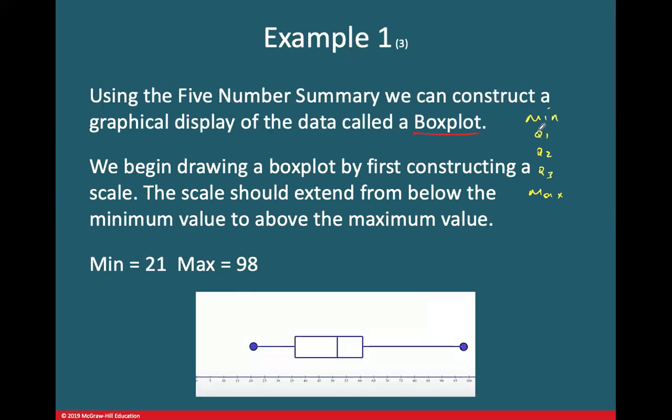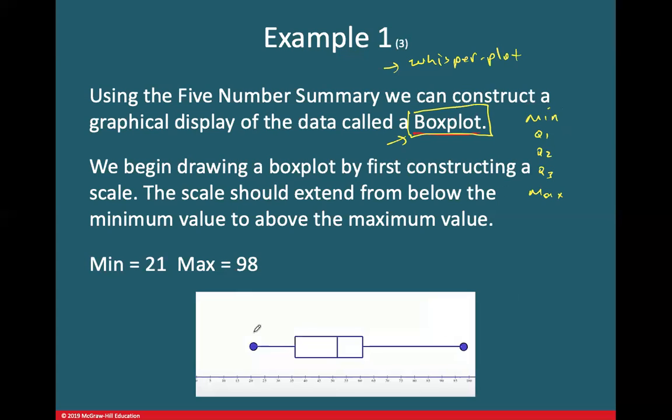By using a graph called a box plot, a whisker plot could also be used. The whisker plot, I think this was the name. The British prefer to use this, Americans prefer to use this one. Minimum, Q1, Q2, Q3, maximum. Now we will show this 5-number summary on a graph. This graph is called a box plot.